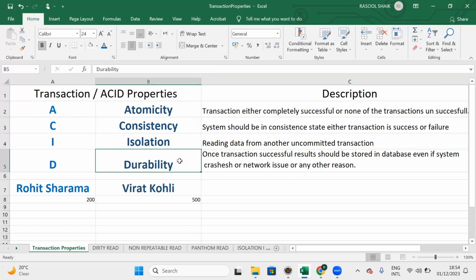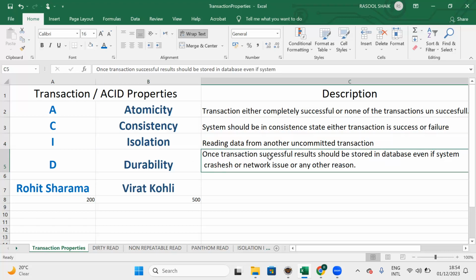So now durability. Durability is nothing but, once a transaction is successful, the results of the transaction should be stored in the database even if the system crashes, or there is a network issue or any other reason. Once the transaction is successful, the details of the result should be persisted in the database. That is nothing but durability.